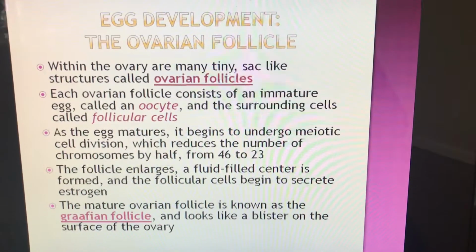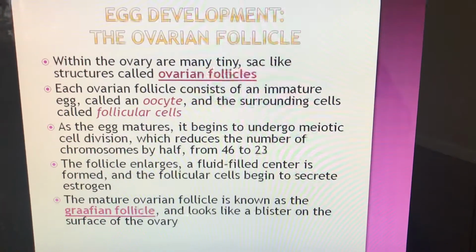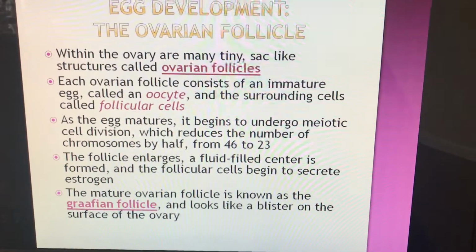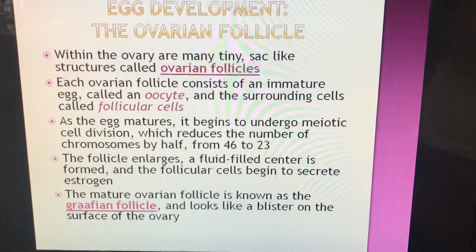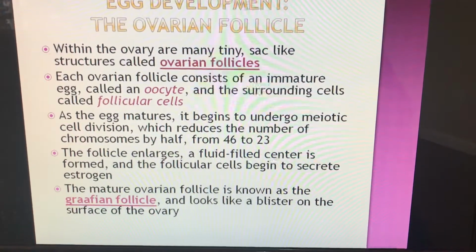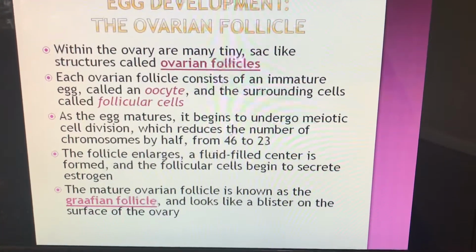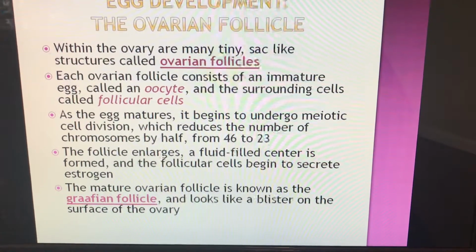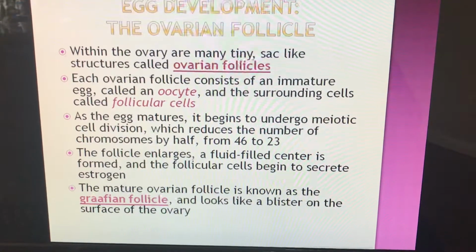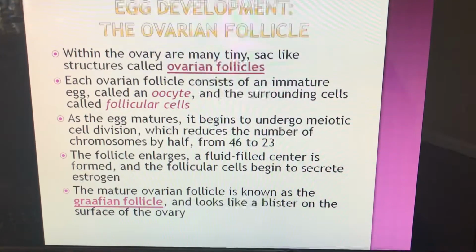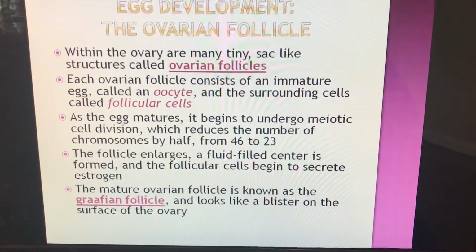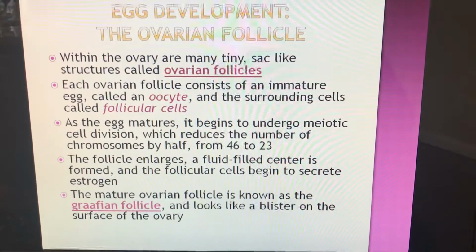Egg development. Within the ovary are many tiny sac-like structures called ovarian follicles. Each ovarian follicle consists of an immature egg called an oocyte and the surrounding cells called follicular cells. As the egg matures, it begins to undergo meiotic cell division, which reduces the number of chromosomes by half from 46 to 23. The follicle enlarges, a fluid-filled center is formed, and the follicular cells begin to secrete estrogen. The mature ovarian follicle is known as the Graafian follicle and looks like a blister on the surface of the ovary.